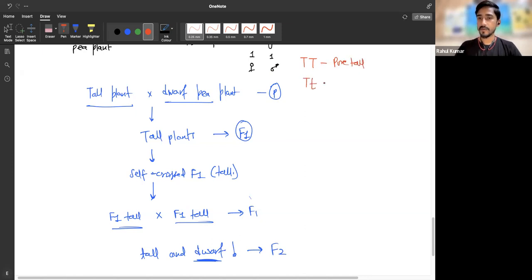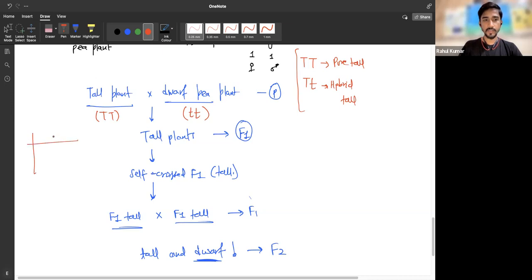Or it is having capital T and small t, which is called hybrid tall. You understand? In both of these conditions, the plant is tall. So he realized that this tall plant was a pure line tall with which I started, and this dwarf plant was a pure line dwarf. And because they both were crossed, what different kinds of gametes can the parents form?